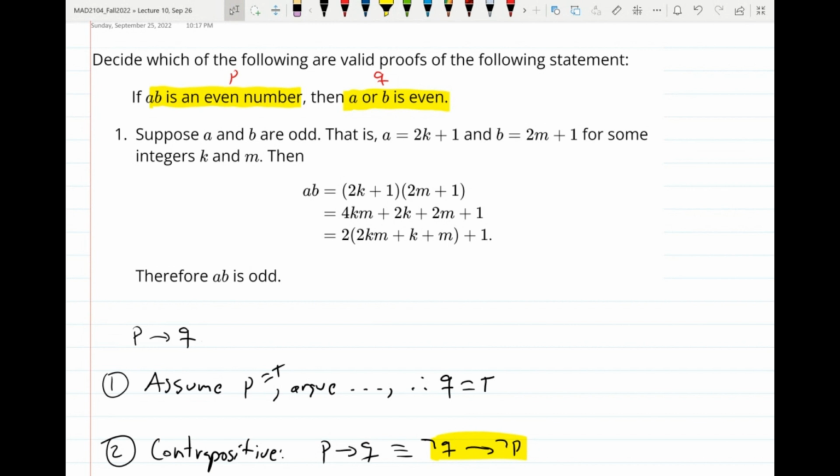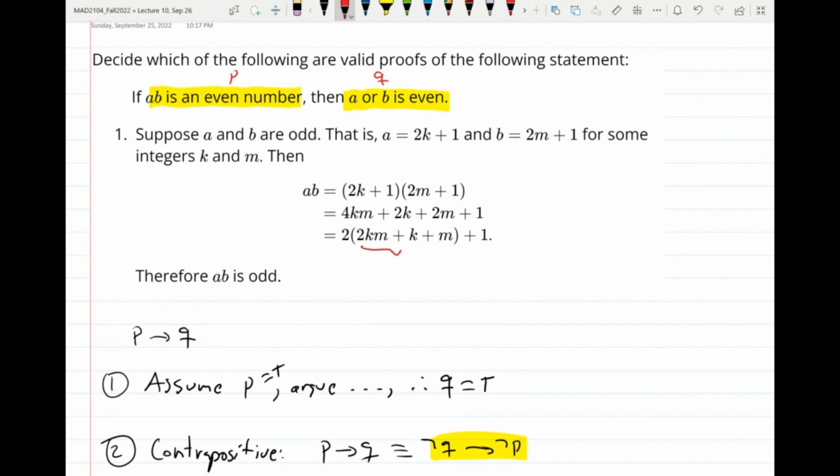So assume not Q, in other words, A and B are odd. That means that A can be written as 2 times an integer plus 1, and B is 2 times an integer plus 1, for some integers. That's what it means to be an odd number. Everybody okay with this? Now all they're doing is multiplying A times B, because we now have an expression. We can distribute, there's nothing wrong with the distributive property here. Everything works. Then in these three terms, we can factor out 2.